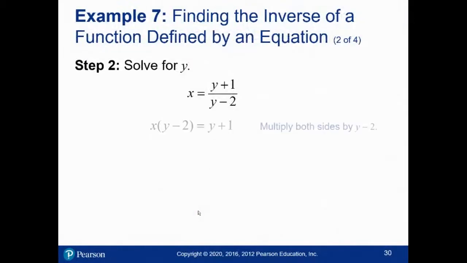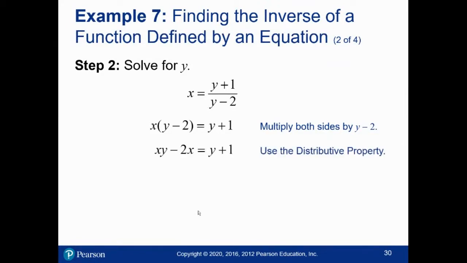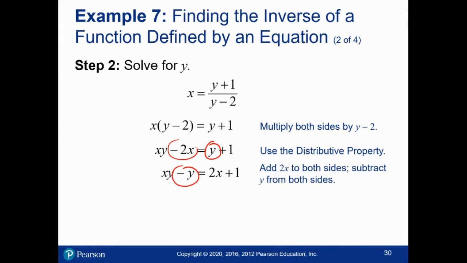So the first step is to multiply that denominator to both sides, then distribute. So I have xy minus 2x equals y plus 1. Now try to get all the y's on one side and all the non-y's on the other. So if I move this y over there, it becomes negative, and if I move 2x over here, it becomes positive. But the point is, I have all the y's on one side, and none of the y's on the other side. What you really hope happens at this point is you can now somehow factor out a y and solve for it.